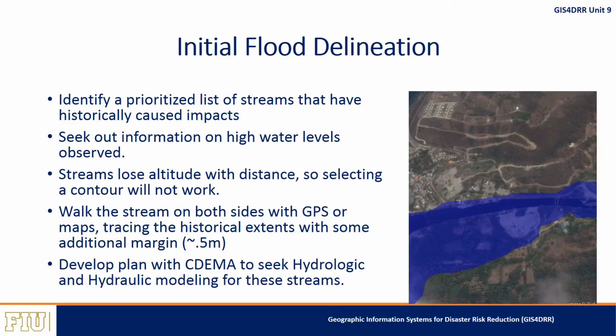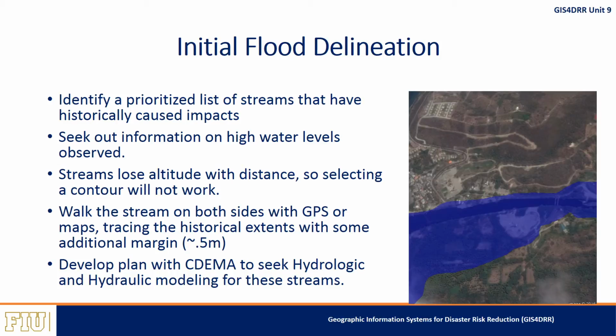So the initial flood delineation is a little bit more challenging than the coastal flood, because the slope of the terrain is downhill and you cannot just follow a contour, because the water flows downhill. So first you would identify a prioritized list of streams that have historically had floods on them, and as a fairly small island, there won't be too many that are at risk.